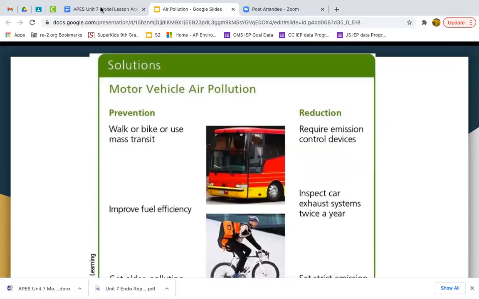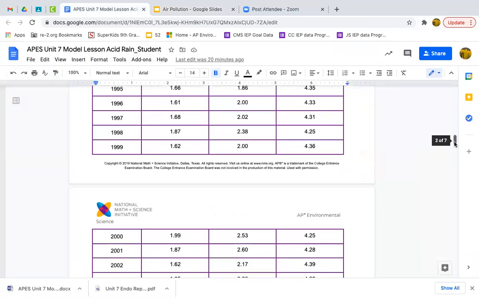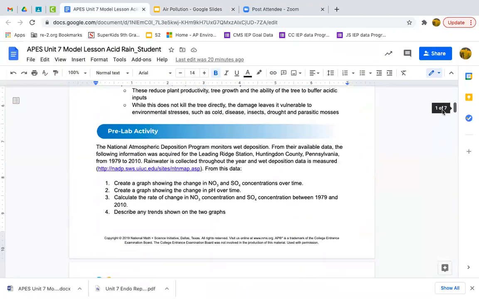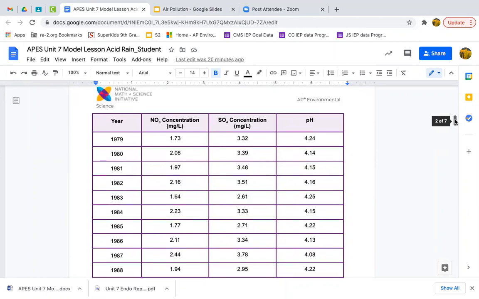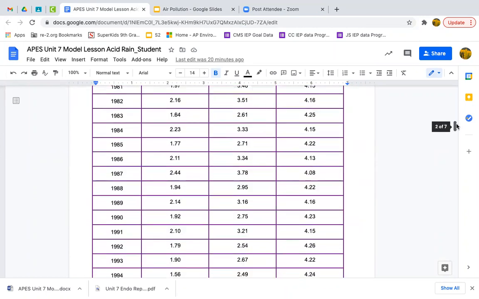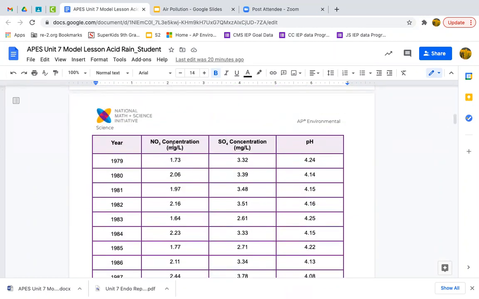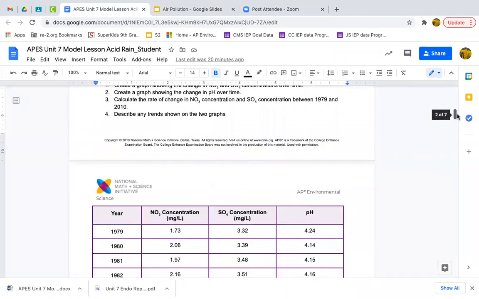If we take a look at your activity today, all you need to do is the pre-lab activity. You're going to create a graph that shows the concentrations over time. On my x-axis, you're going to put time. On the y-axis, you're going to put concentration. And I would like you to graph NO2, NO3, and SO2. That can be one graph. If you want to make a separate graph with pH, you can. If you want to make a second y-axis on the right-hand side and graph pH, you can do that.